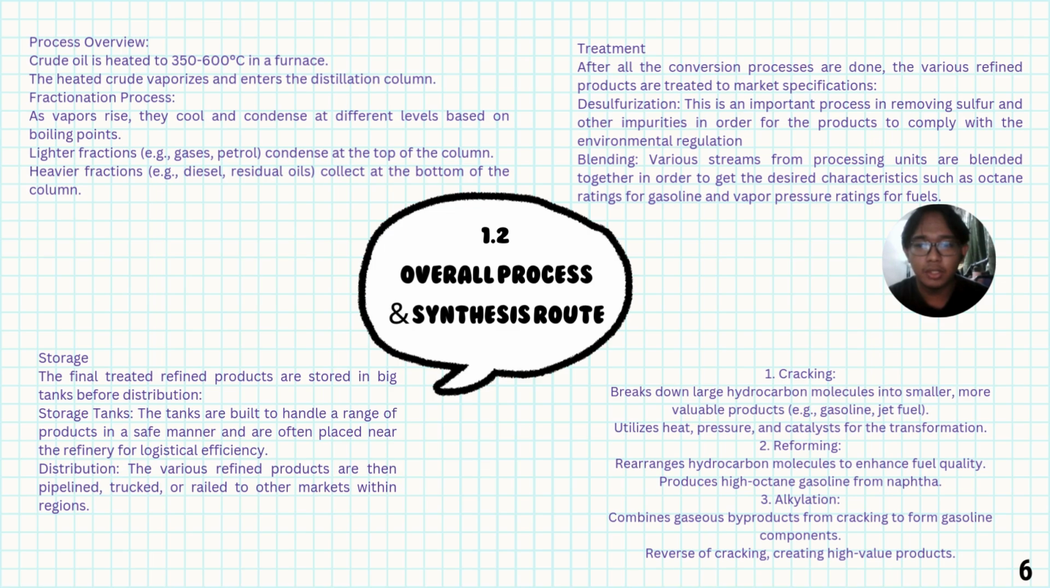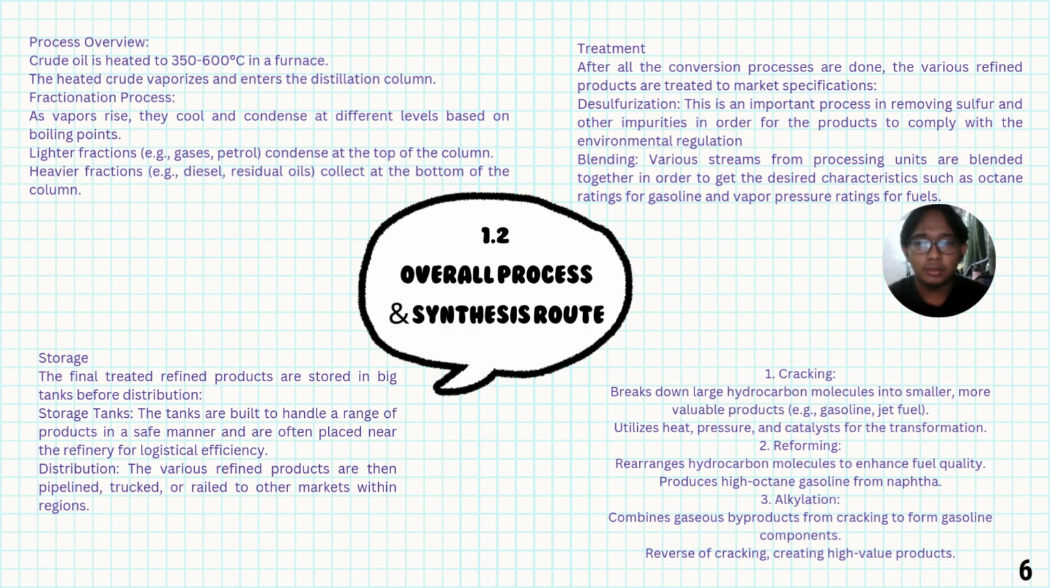Next is treatment. After all the conversion processes are done, the various refined products are treated to market specification. The treatment process is desulfurization. This is an important process in removing sulfur and other impurities so the product complies with environmental regulations. Next treatment is blending, where products from the various processing units are blended together in order to get the desired characteristics, such as octane rating for gasoline and vapor pressure ratings for fuels.